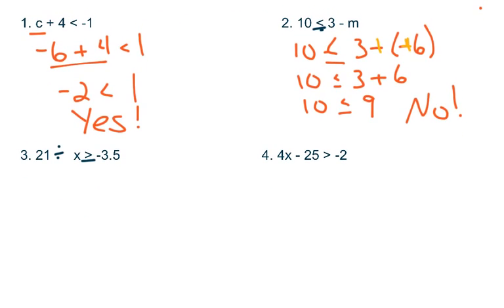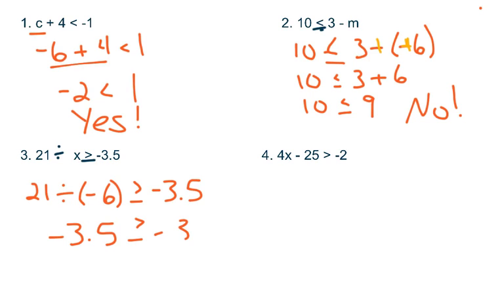Okay, number 3, 21 divided by x is greater than or equal to negative 3.5. So we're going to plug in 21 divided by our x value of negative 6 is greater than or equal to negative 3.5. If you take a calculator and actually do 21 divided by negative 6, what you're going to find out is that that is equal to negative 3.5, greater than or equal to negative 3.5. So I've got the same number on both sides of the inequality sign. Is this a true statement? Well, if they're the same number, they're not going to be greater than. But this line underneath it, the or equal to, means it's an option that they could be the same thing. Okay, so this one here is a true statement.